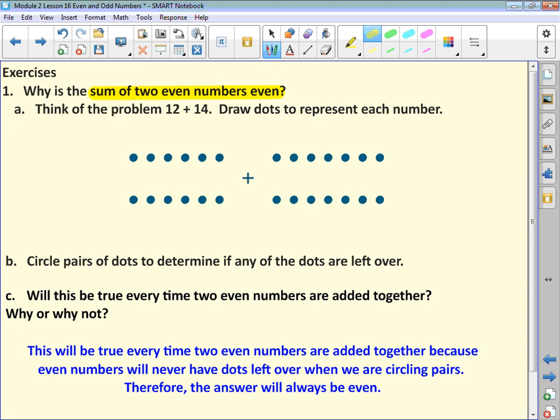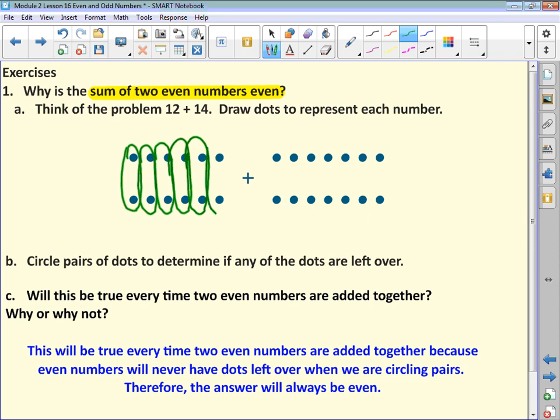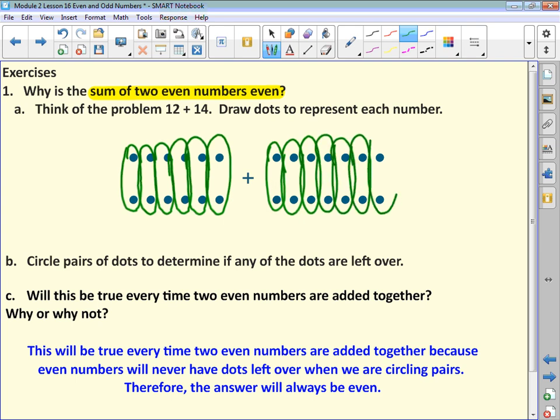Draw 12 dots to represent 12 plus 14 dots to represent 14. Then we're going to circle pairs of dots to see if everybody has a partner, which means it's an even number, or if there are any leftovers, which means the sum would be an odd number. So if I add all these dots together, it looks like all the dots will have a partner. Since there's none left over, our sum is going to be even, because we were able to make even groups of 2.